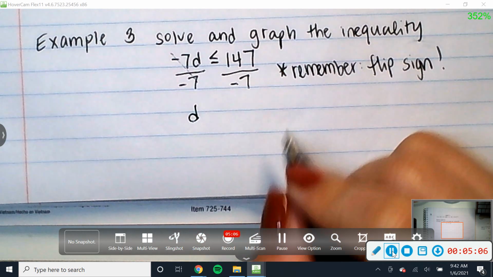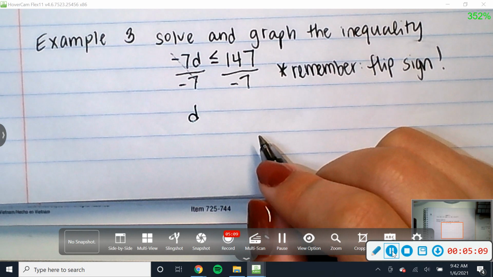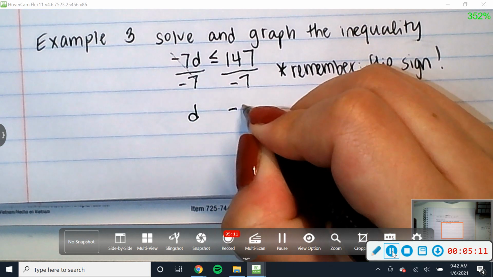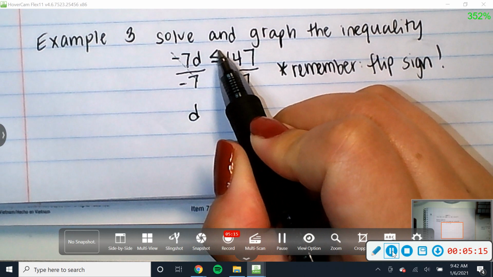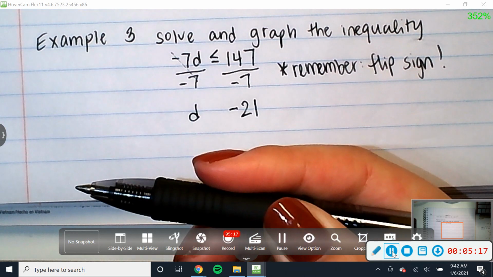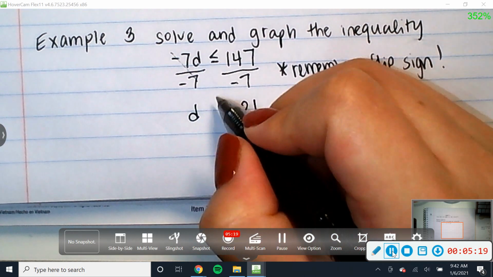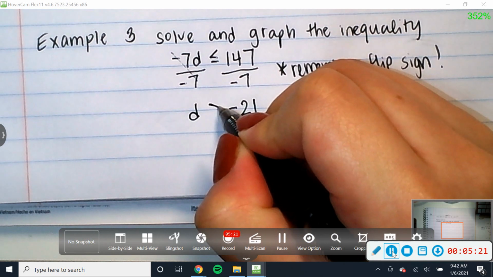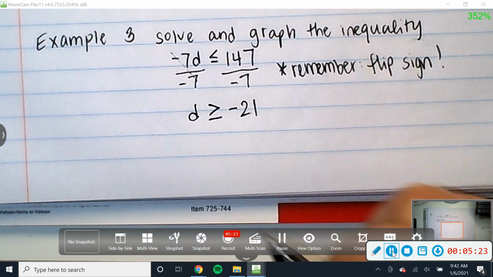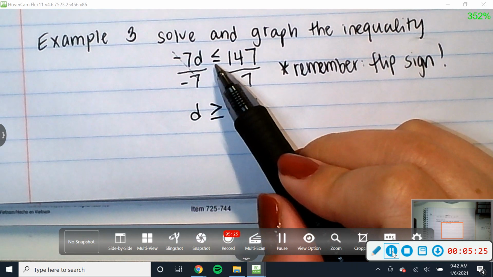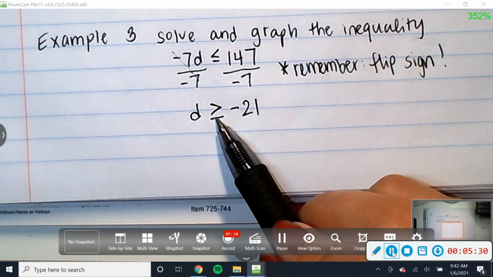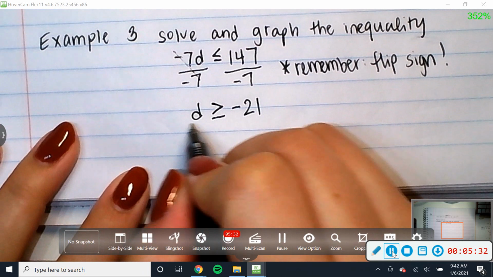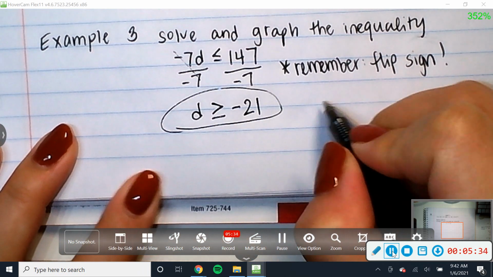D is by itself. Let's solve 147 divided by -7. Okay, we got -21. This is the important part. This previously is pointing this way, right? Now you need to flip it so that it's in the opposite direction. So it should be going this way now. So now instead of the less than or equal to, it's now become the greater than or equal to sign. This is the important thing here. I flipped the sign. This would be my final answer now.